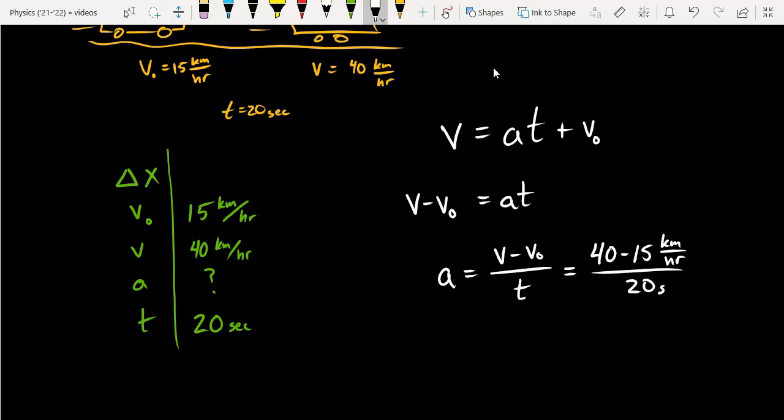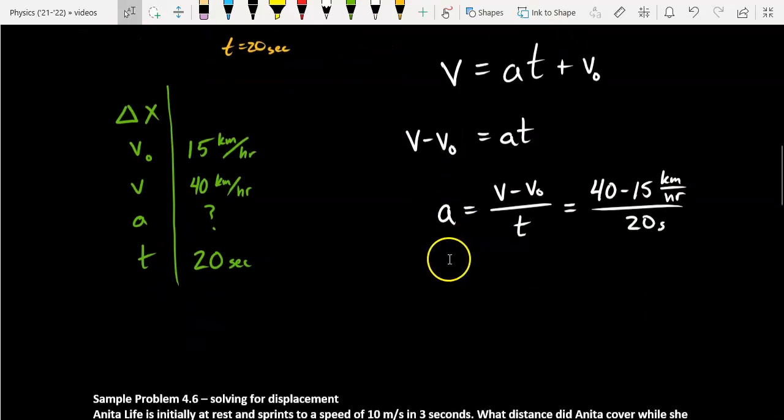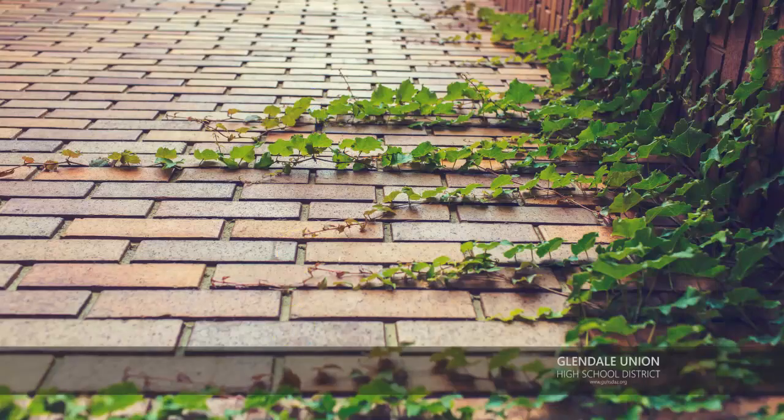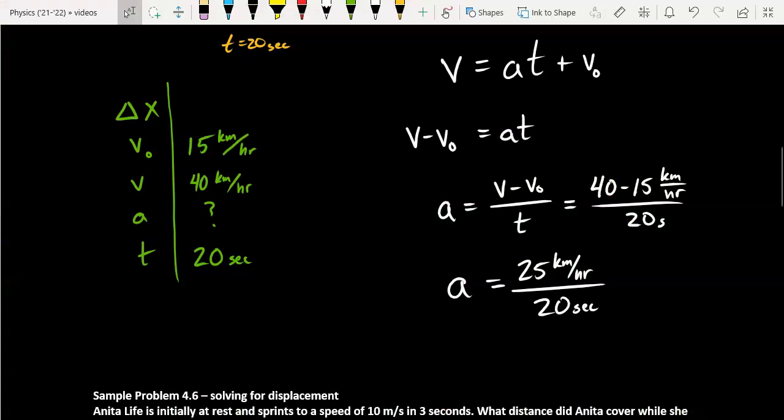All right, and when we get this, you don't need to worry about units too much. What I have is a final answer of an acceleration of 25 kilometers per hour over 20 seconds, right? So if you actually figure that out, let me grab a calculator real quick. Drag it down here. Well, I just screwed everything up. All right, that's not going to work. 25 divided by 20. What is that? 1.25.